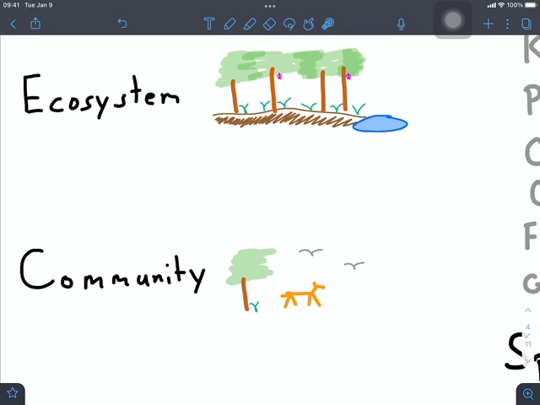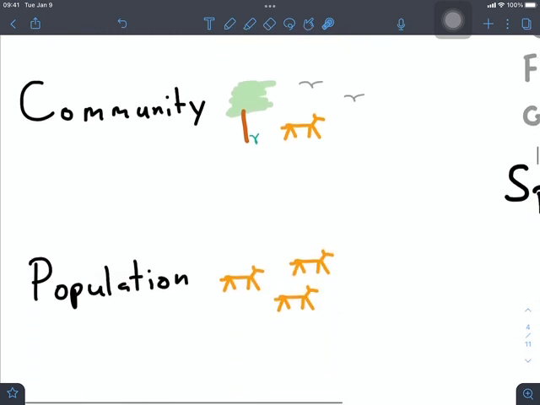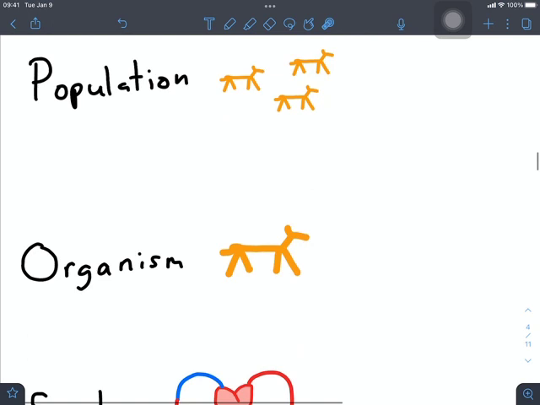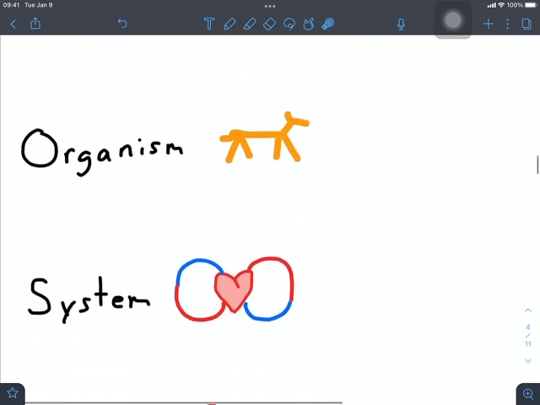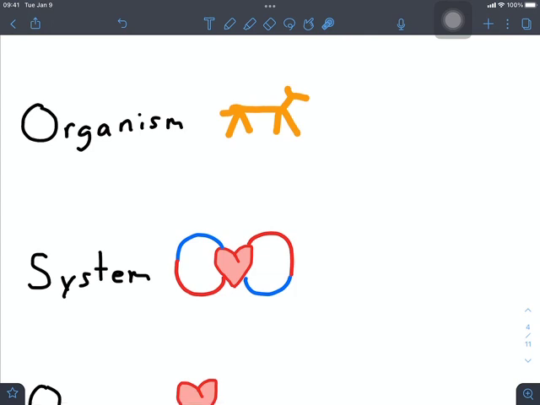The difference between our ecosystem and our community is that our community is specifically looking at the biotic components. So we've abandoned our abiotic components that were so critical in defining our ecosystems. We then can drill down in our community to understand a single population of a single species. Those populations can be broken down into individual organisms. Those organisms can be further studied based on their organ systems, like a circulatory system.